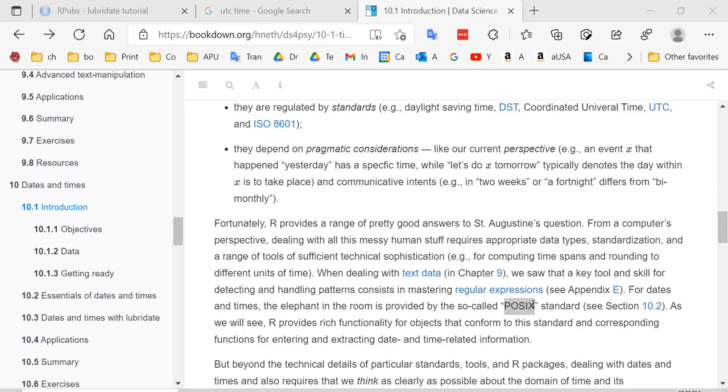It's kind of the foundation of dates in R. As we will see, R provides rich functionality for objects that conform to this standard and corresponding functions for entering and extracting date and time related information. So once we get it into a POSIX standard, then we can extract the date and extract the time and so on from that kind of POSIX element.